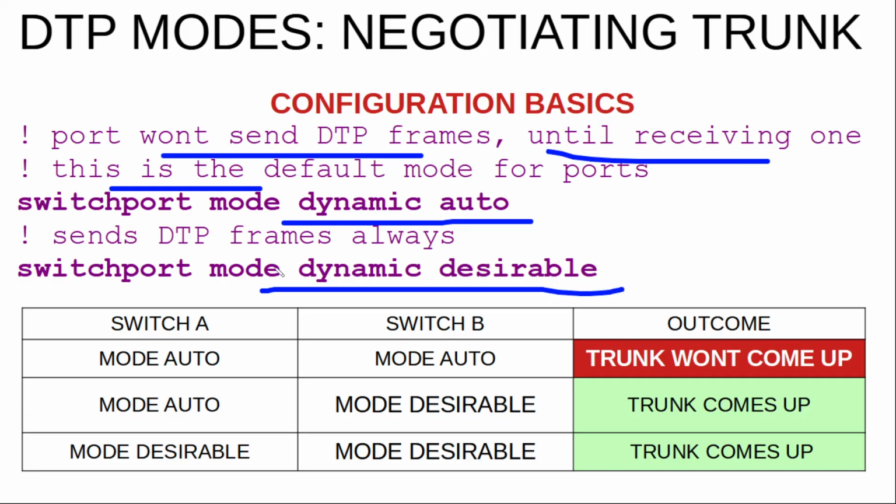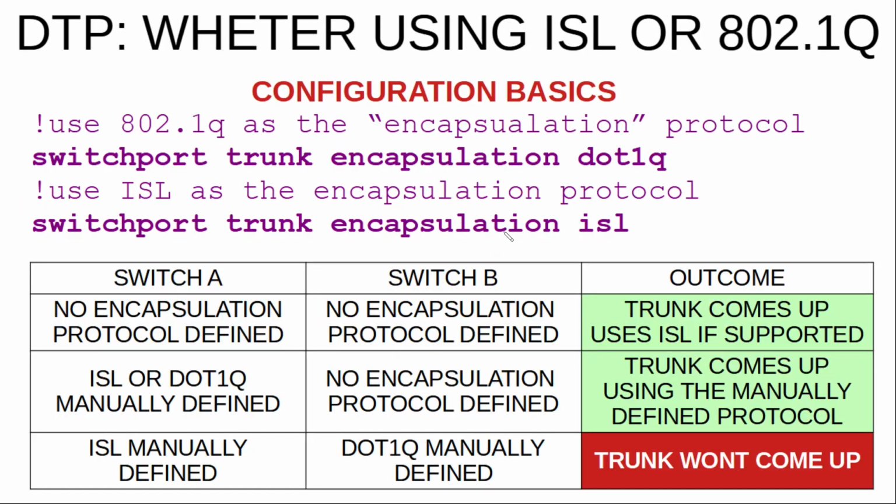In this mode, DTP always sends DTP frames. So dynamic auto is like a passive way, and dynamic desirable is more active. So you have several combinations here. If at both sides you use mode auto, both sides will remain in access and neither will become trunk. Other combinations will successfully negotiate the port into becoming a trunk port.